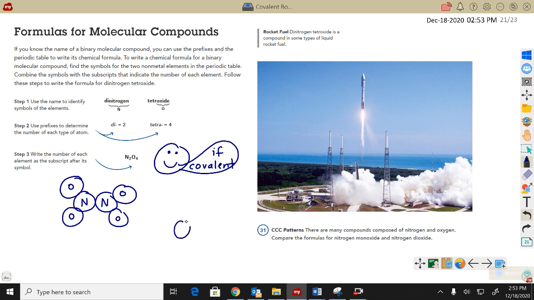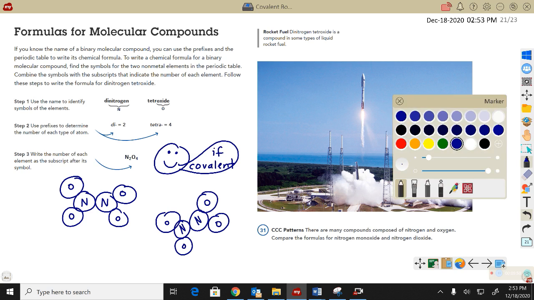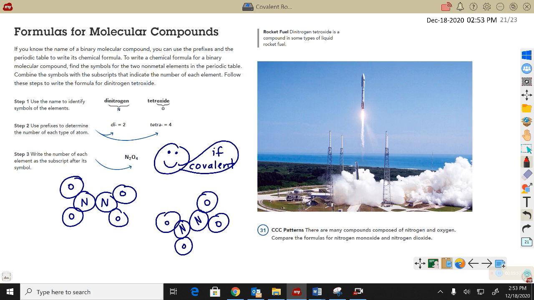And like here could be another one. Nitrogen, nitrogen, oxygen, oxygen, oxygen, oxygen. And so it just exists as these molecules, and there really are 2 nitrogen and 4 oxygen. This would not be okay if it were ionic. Ionics are just a little different. With an ionic, we try to write the formula as the simplest repeating pattern of the crystal.